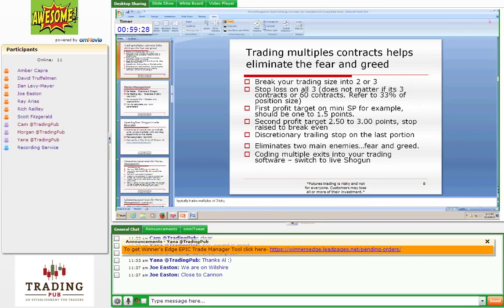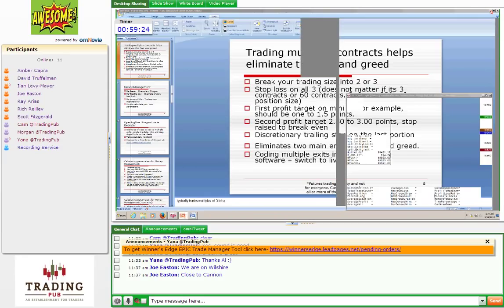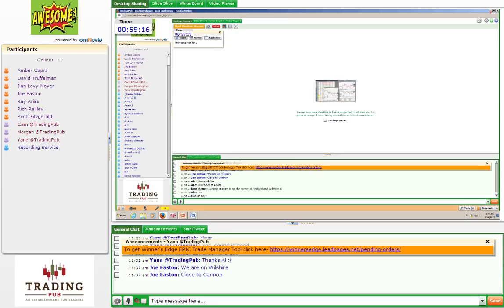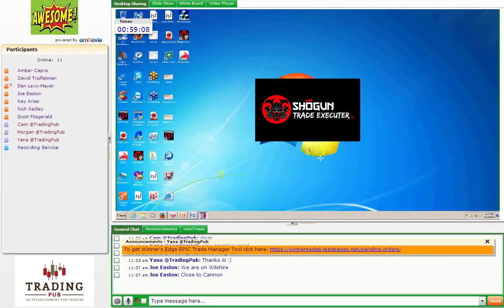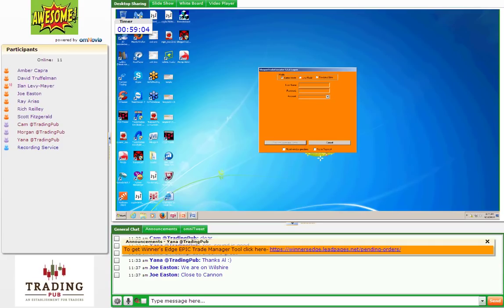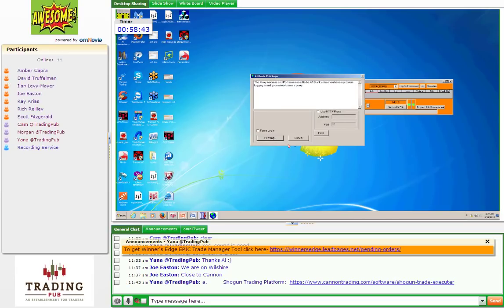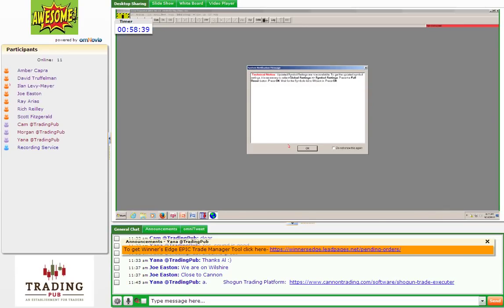And I want to show you, we offer pretty much any platform you can think of, but what I want to show you is a trading platform that we call Shogun Trade Executor that I'm going to load right now. I really like that sound. I'm going to log into a demo account. And bear with me while I take a sip of my tea. Load up the charts and the trading software.